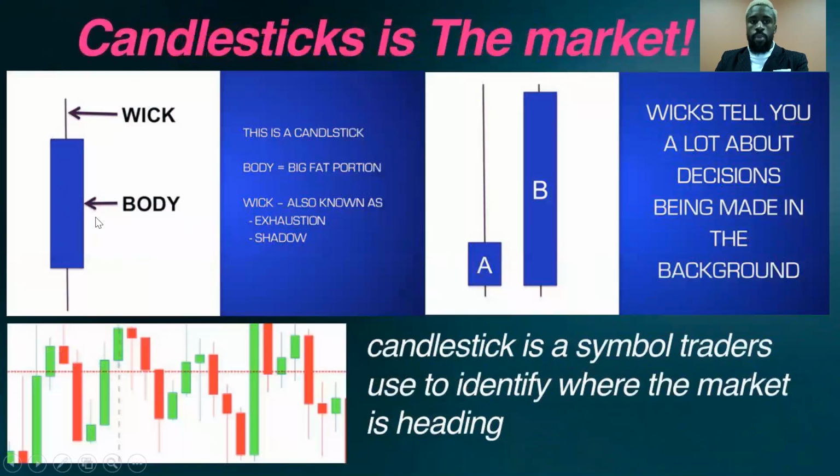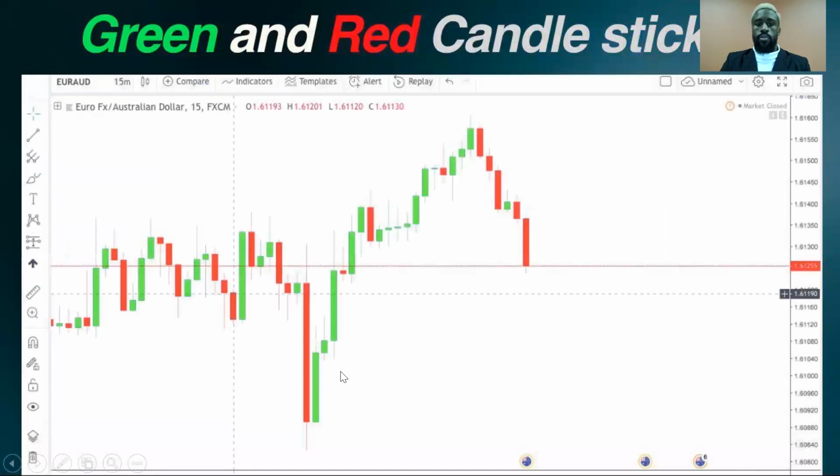Okay. So this is how a candle actually looks. A green candle and a red candle. This is the wick and this is the body. And the green candle means the market is going up, and the red candle means the market is going down.